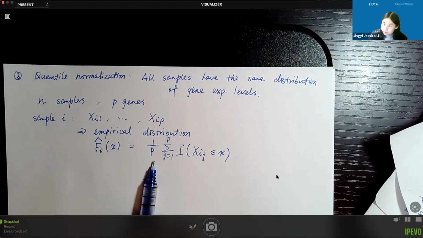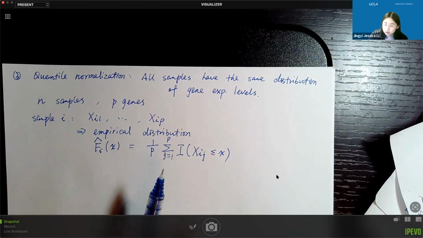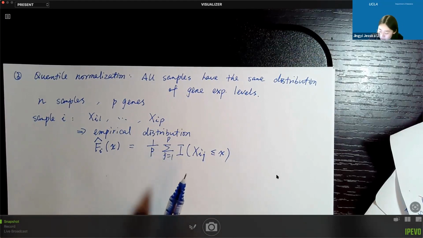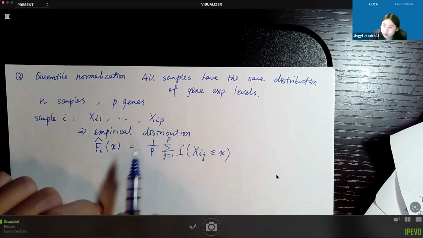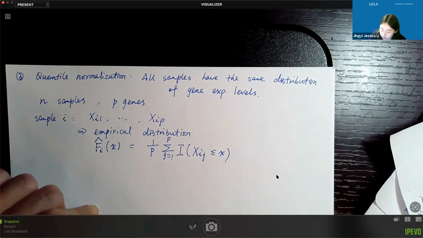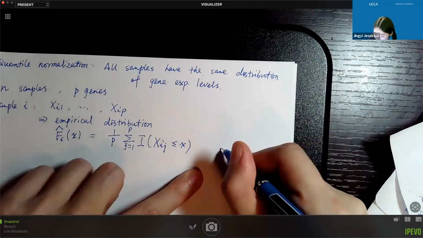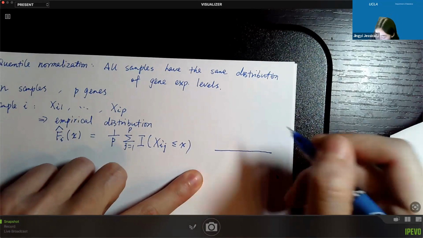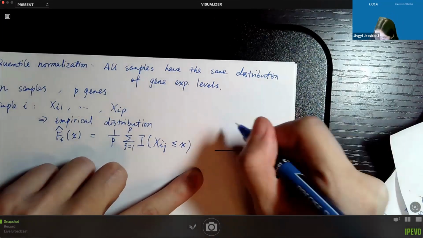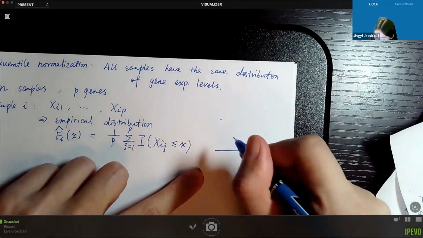And given this empirical distribution, we can also talk about quantile. So quantile is another very important concept. Basically, the distribution and the quantile have a one-to-one relationship. Probably I can draw a figure here to show what it means. For a distribution, I have two ways to plot it.